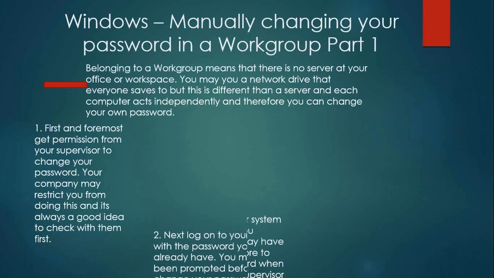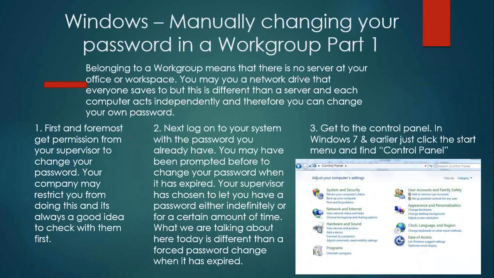For those using Windows, this is going to demonstrate how to manually change your password when you belong to a work group. Belonging to a work group means that there is no server at your office or workspace. You may have a network drive that everyone saves to, but this is different than a server. And each computer acts independently, and therefore you can change your own password. First and foremost, get permission from your supervisor to change your password.